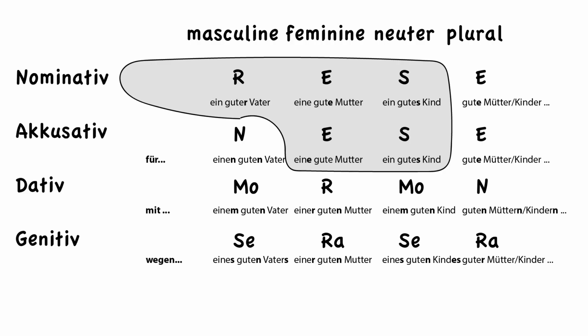Let's switch the whole system a little bit and let's put indefinite articles. Now you see something interesting in the nominative because suddenly I have ein guter Vater, ein guter, so the R is not pronounced, it's vocalized, but it is there. And I have ein gutes Kind, okay? So you can see that suddenly the gender endings from the RESE NESE MoRMoN system are carried by the adjective and not by the article.